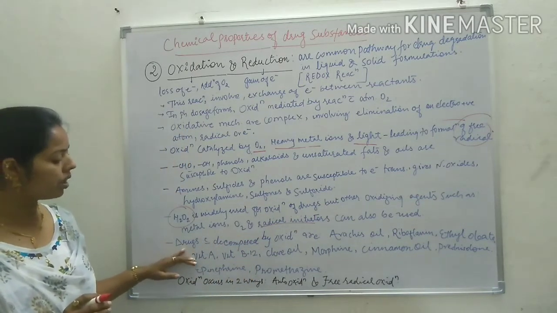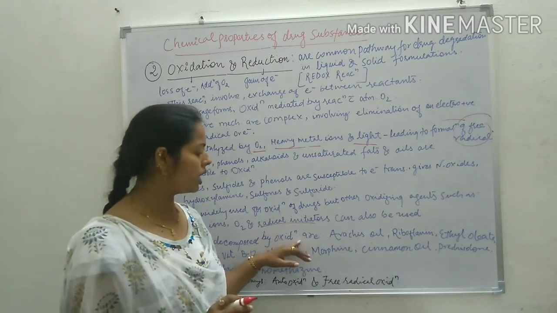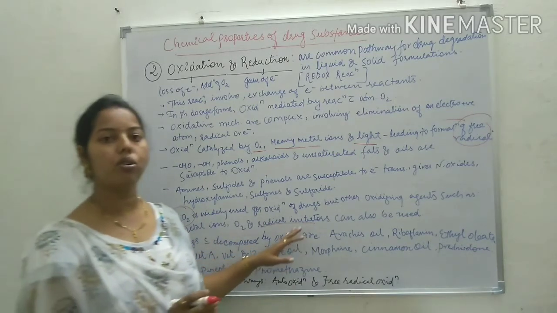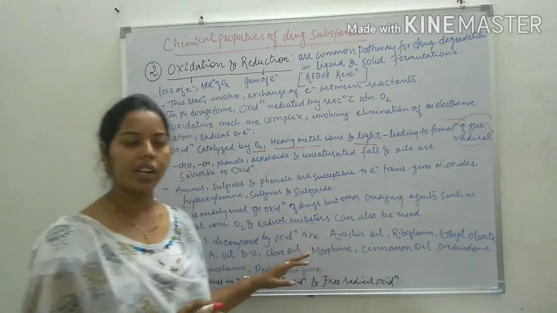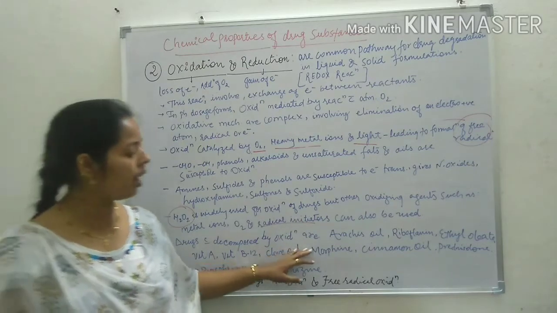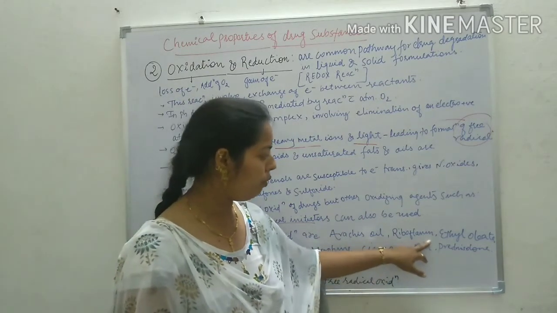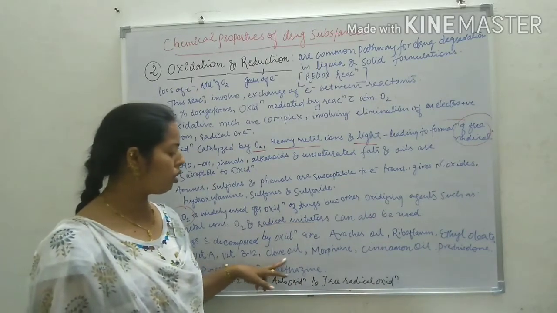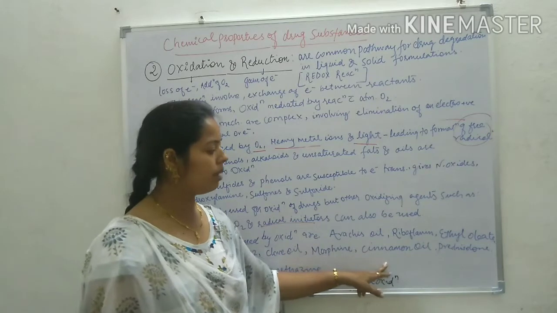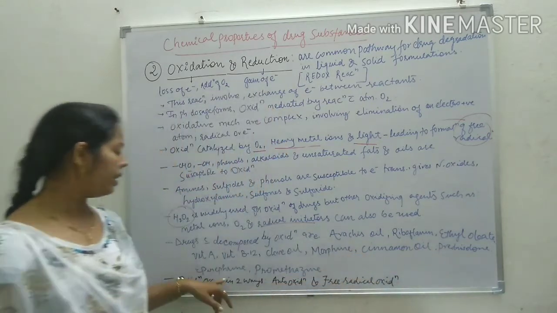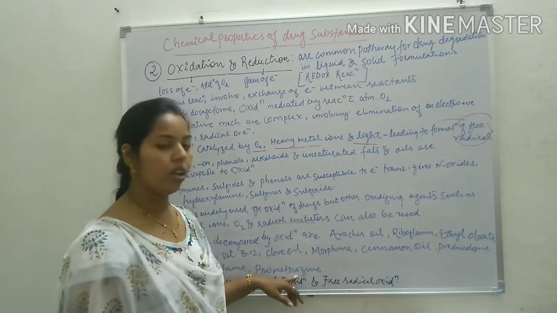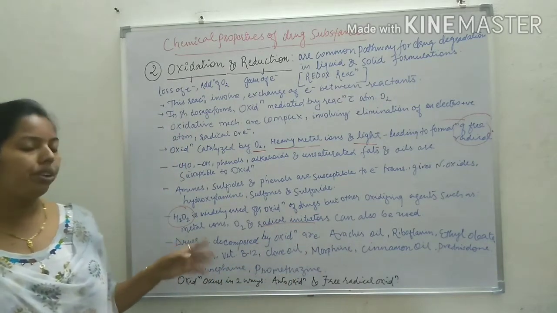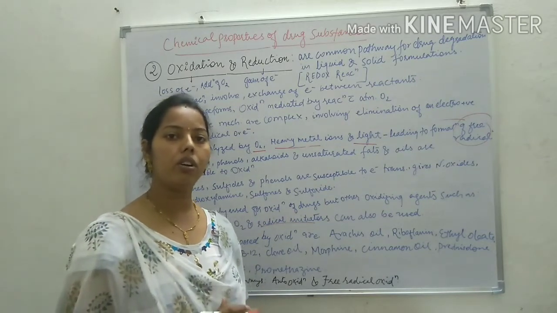After that, the common drugs which easily get decomposed or degraded by oxidation are arachis oil, riboflavin, ethyl oleate, vitamin A, vitamin B12, clove oil, morphine, cinnamon oil, prednisolone, epinephrine, and promethazine. So these are the common or widely used drugs which easily degrade by oxidation.